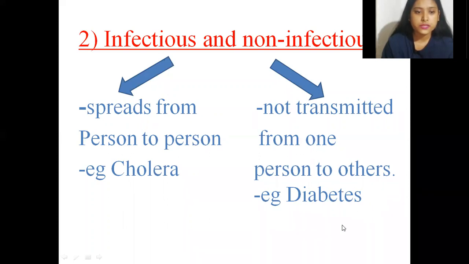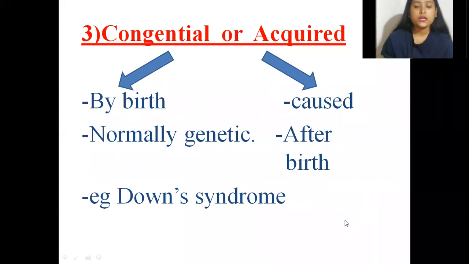Next, what we are going to see is the third one, congenital or acquired. The meaning of congenital is something which you get by birth, and it is normally genetic. Genetic in the sense you might get it from your parents, or you might get it as a result of certain types of mutations as well. So congenital is normally genetic, and it is something which you get by birth. For congenital disease, I have given the example of Down syndrome, which you get by birth or by certain types of mutations.